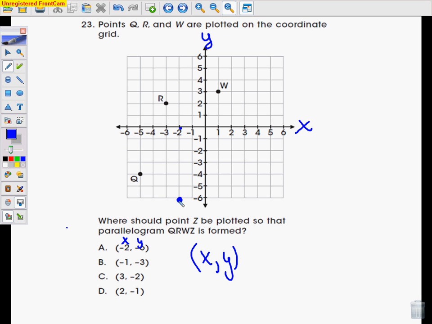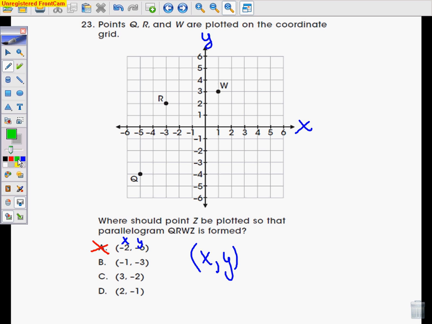Now, let's look and see if that makes a parallelogram. Here will be one line, here will be one line. When we make those two lines, we see that these red lines aren't going to be parallel. Remember, parallel lines go in the same direction, and they never touch. They'll never intersect. Those are parallel lines. RW and QZ, there, they wouldn't be parallel. So that's not going to work. So we'll cancel A.